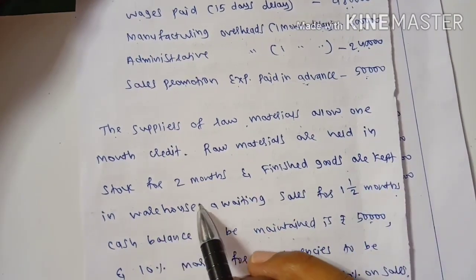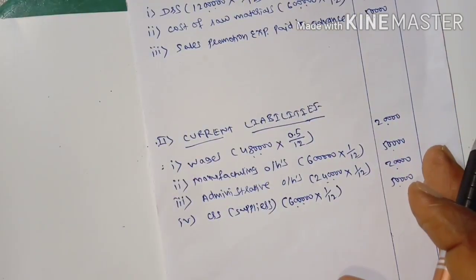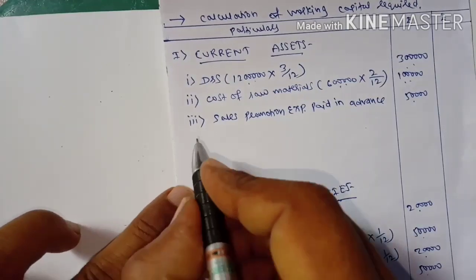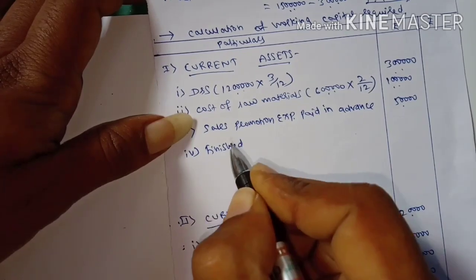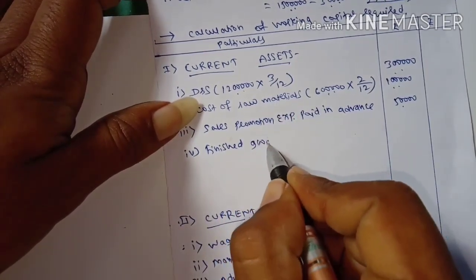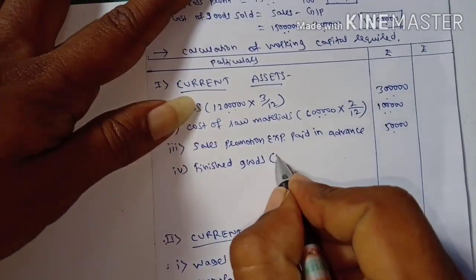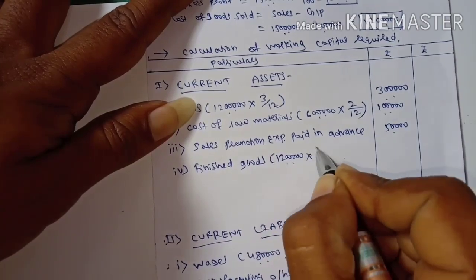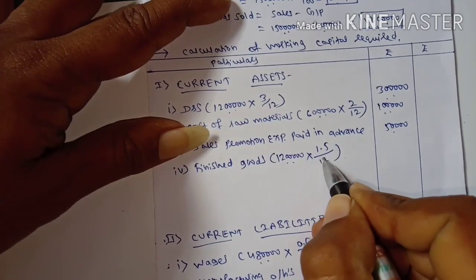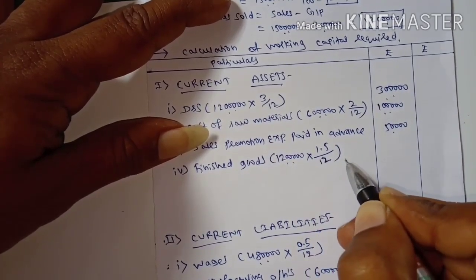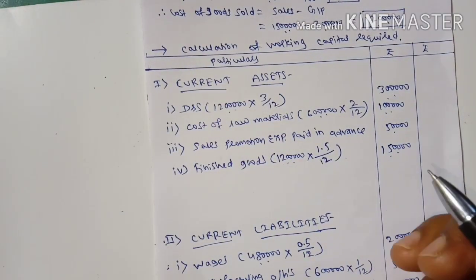Finished goods are kept in warehouse awaiting sales for 1.5 months. So finished goods are our current assets, so that's why I will write it over here. Finished goods, and these finished goods are always calculated at cost. So 12 lakh is the cost and they are kept in godown for 1.5 months. So 1.5 divided by 12, so it will be 1,50,000.